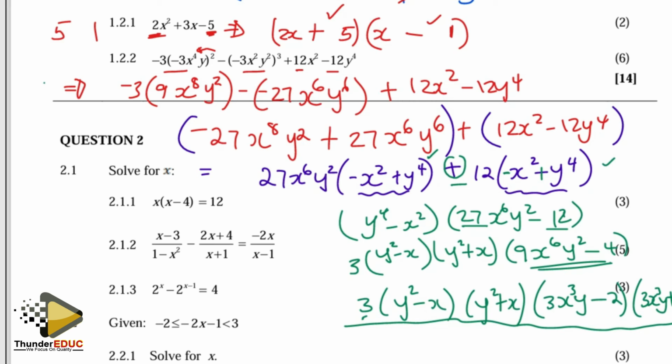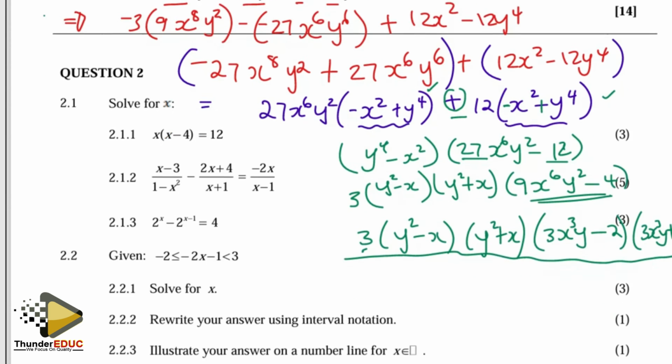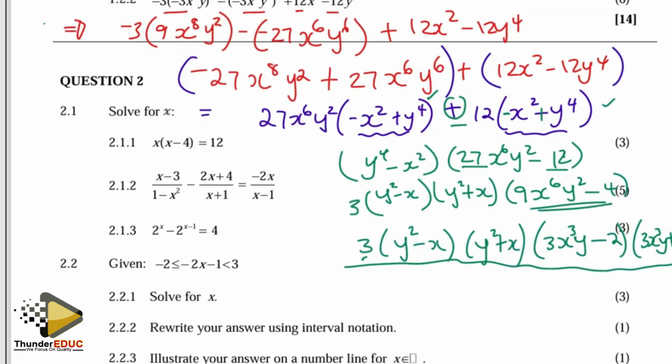Beautiful. So we have difference of two squares there. We have factors involved, the change of sign, and then the grouping. It's a mixed masala question. All right, so that is question number 1.